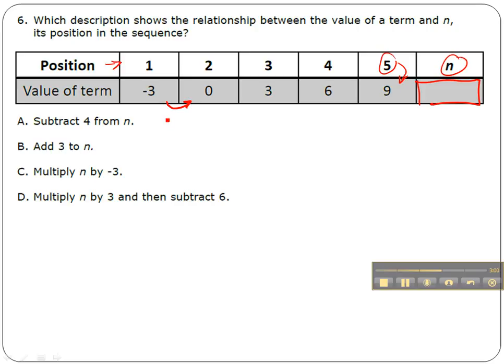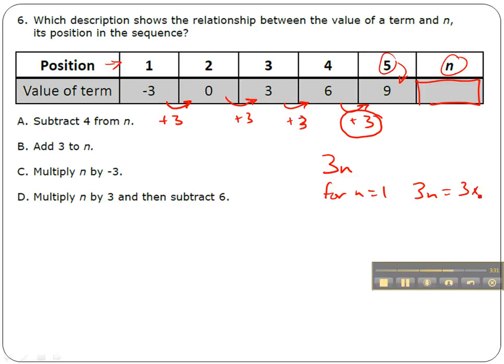If I'm going from negative 3 to 0, that's plus 3. From 0 to 3, that's plus 3. 3 to 6 is also plus 3. And 6 to 9 is plus 3. So we do have an arithmetic sequence, and we said that anytime we have an arithmetic sequence, we can take the amount that consecutive terms are changing by, and start our rule with that amount times n. Then we check it to see whether that's all we need to do or whether we need to add or subtract something from that. So for n equals 1, 3n equals 3 times 1, or 3.